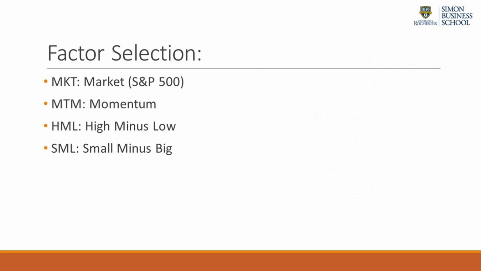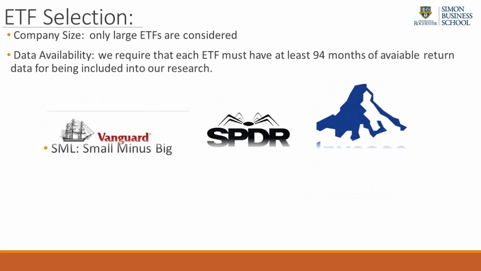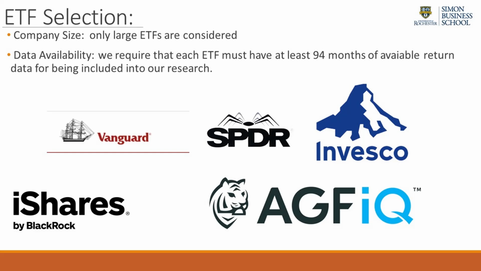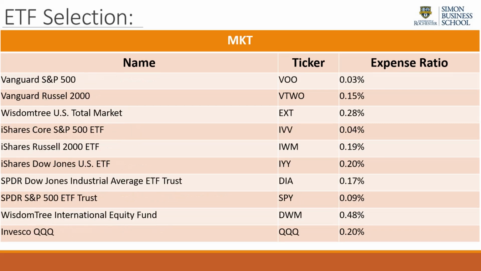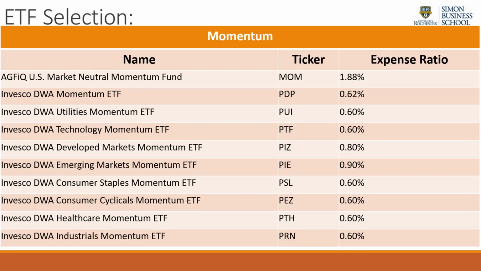We selected 4 factors: market, momentum, volume, and size. We only selected large ETFs, and we require that each ETF must have at least 94 months of available return data. Our ETFs are from Vanguard, iShares, and so on. Here's our selection from SMB, HML, MKT, and the momentum.